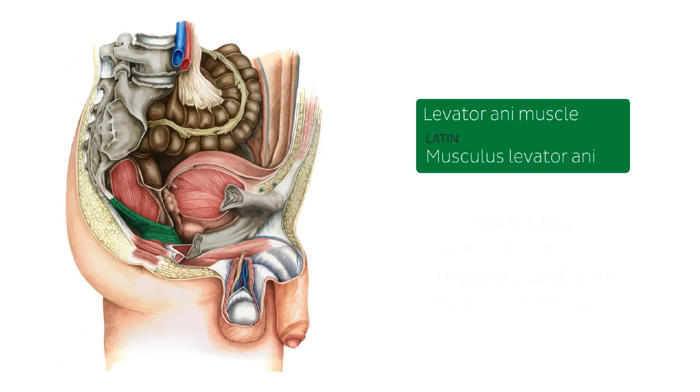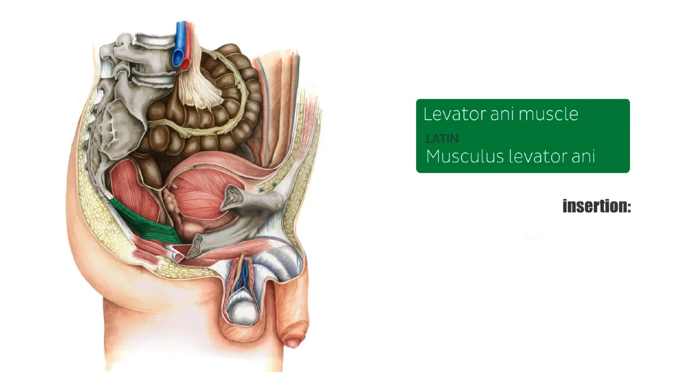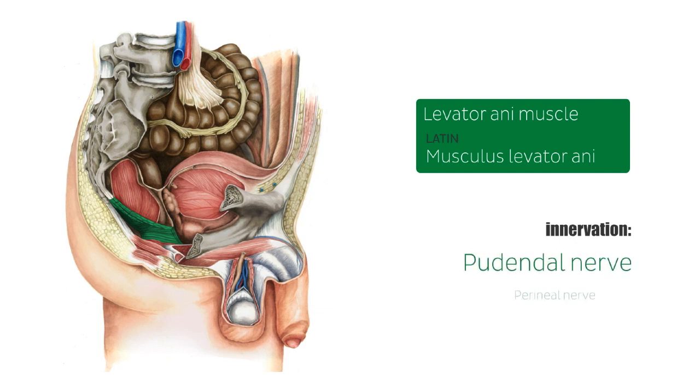A little bit on the origin and insertions of the levator ani. In terms of origin, this muscle is going to be originating from the inner surface of the side of the lesser pelvis. Then it goes to insert in the inner surface of the coccyx and also a ligament, the anococcygeal ligament. Also a word on the innervation: the levator ani muscle is going to be mostly innervated by the pudendal nerve, the perineal nerve, and the inferior rectal nerve.